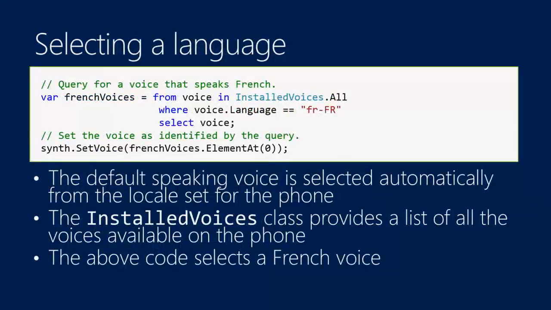This is your language selection. And so effectively here, I can pick my particular language from all the voices on there, and then I can set the voice for that. By default, you get the locale that you're working in. You can add other ones as well and work with those things as well. And the install voices class is the thing which will give you all that.